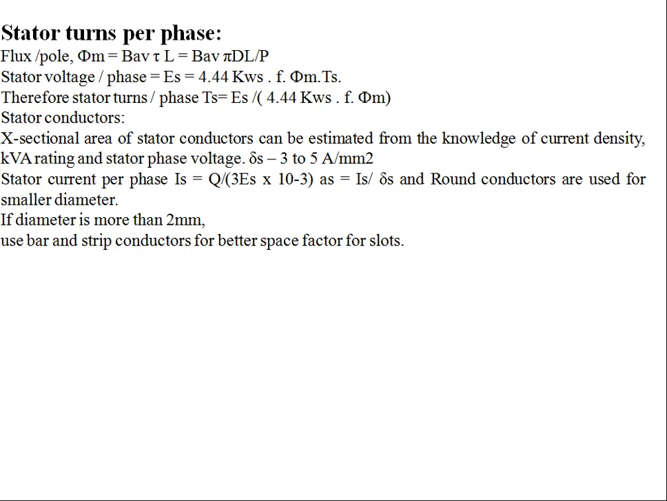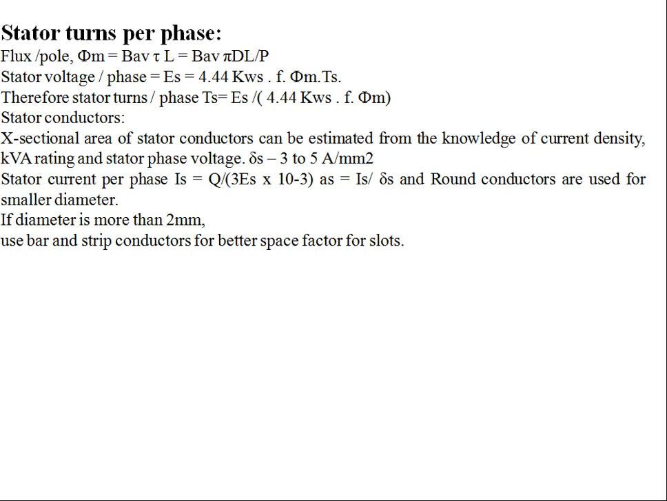The current per phase will be Q divided by 3 ES, where Q is the total power and ES is the stator voltage per phase. So the area AS will be equal to the current divided by delta.